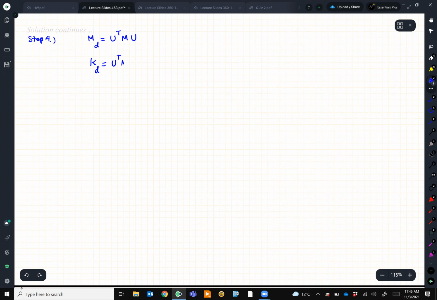these two formulas give us the two matrices that are diagonal. That's what we expect, right? That's the hard work that we did.